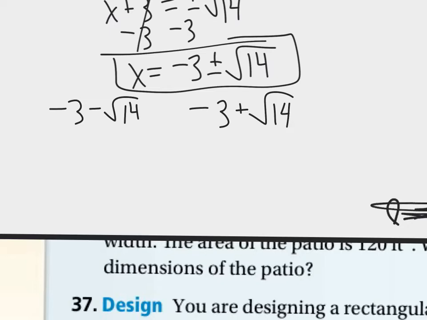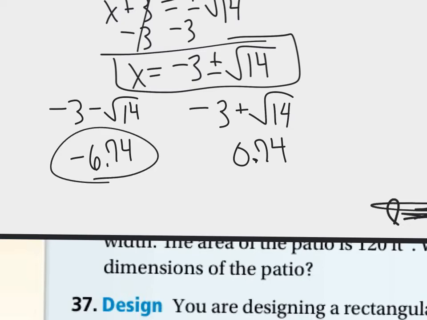And so if you work this out, they said nearest hundredth. So this should come out as -6.74. And this should come out as 0.74. So those would be the estimated solutions. And again, what we did earlier would have been the exact solutions to that problem.